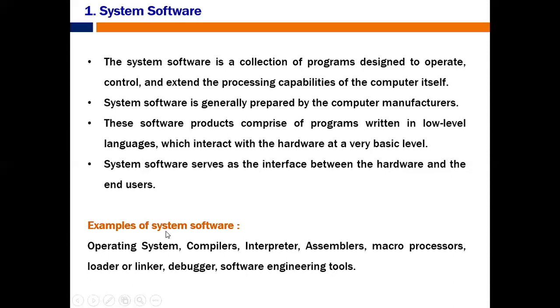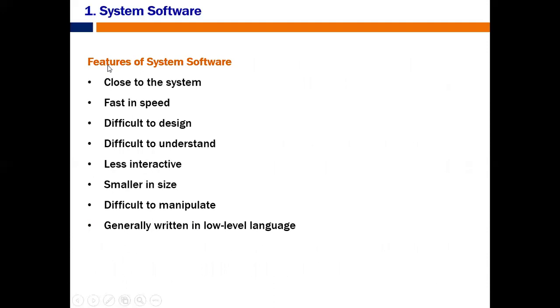Some of the examples of system software: we have operating system, very basic thing, everybody should be knowing it. And then we have compilers, interpreters, assemblers, macro processors, loaders or linkers, debuggers, and some of the software engineering tools. Let us see some of the features of system software. It is very close to the system, very fast in speed, difficult to design, difficult to understand, less interactive, smaller in size, difficult to manipulate, generally written in low level language.